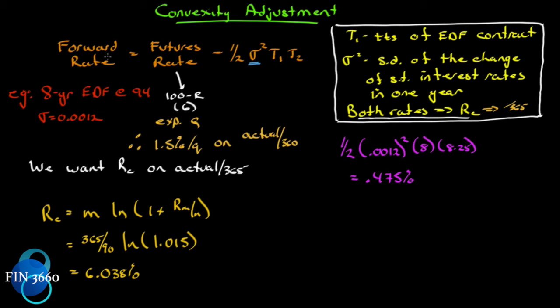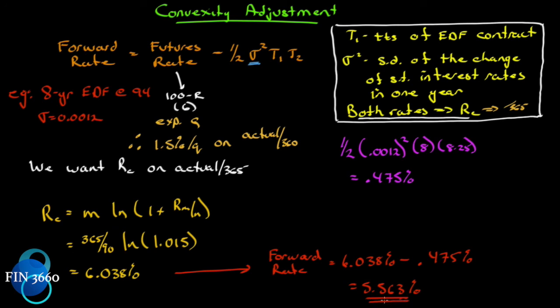The forward rate should equal, what should the forward rate equal? And the forward rate will then be the futures rate expressed with continuous compounding for the year, 6.038%, minus our convexity adjustment, assuming a certain variability or volatility in the interest rate itself, 0.475%, will give us 5.563%.